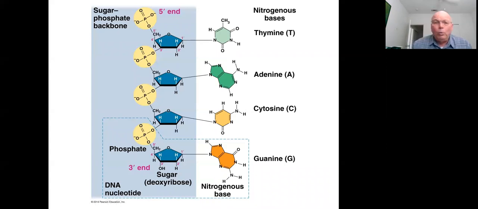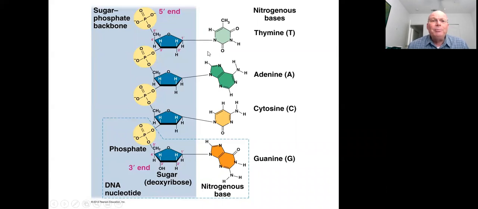So in case you're curious, why the prime designation? Well, the answer is because there are carbons in each of the nitrogenous bases as well. And so to differentiate between the carbons in the nitrogenous bases and the carbons in the sugars, the organic chemists that figured out these structures decided to use the prime designation for the carbons in the sugar to differentiate them from the carbons in the nitrogenous bases. That's the reason why.